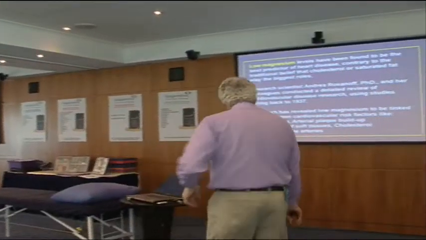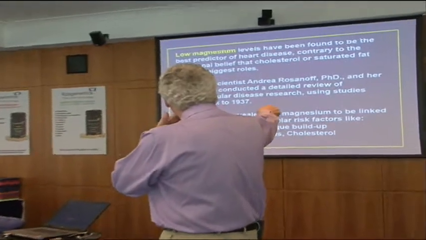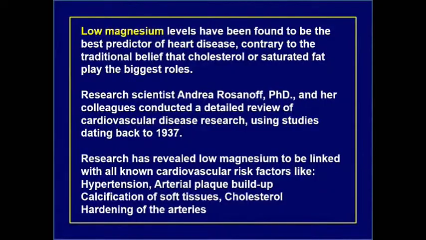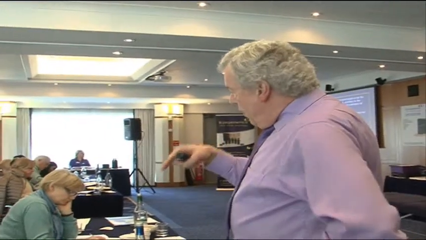So low magnesium levels have been found to be the best predictor of heart disease, contrary to the traditional belief that cholesterol and saturated fatty acid play the biggest roles. So this is a marker for tendency towards cardiovascular disease, will be low magnesium. Okay? Doesn't mean that everybody's low magnesium will get heart disease, but it is one of the indicators, predisposing factors, which is probably why we find 50% of the population need magnesium of one form or another.